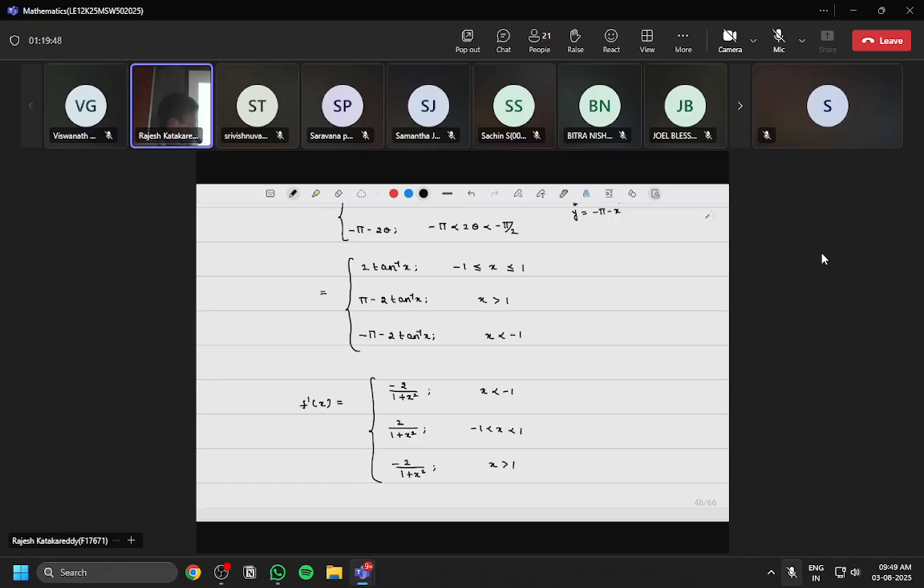So now what we need to find, I think you have in your notebook, f dash of 2. For that, this one, f dash of 2, we are getting as minus 2 by 5 here.